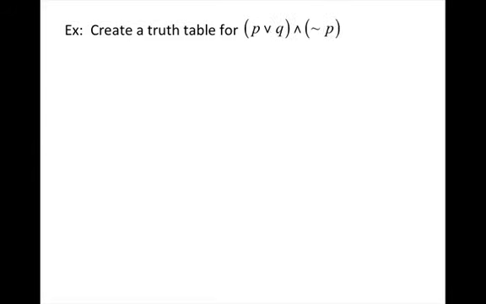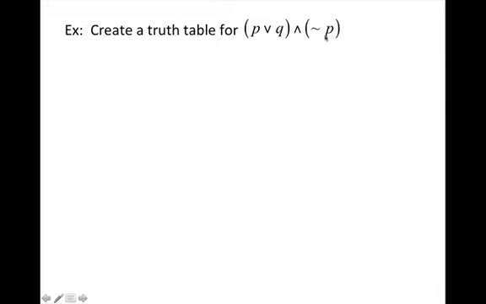In the next example, I want the truth table for P or Q and not P. So if you look at this, I basically have 2 parentheses. I have a P or a Q, and then I have a not P. I'm going to need to find each of these and then connect those with an AND. So I kind of look for a central symbol. The symbol in the middle is that AND. It's connecting the P or Q with the not P.